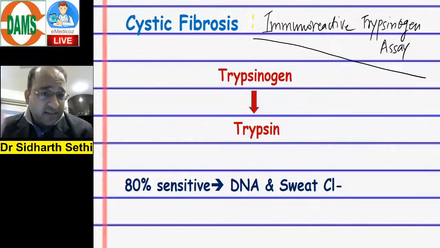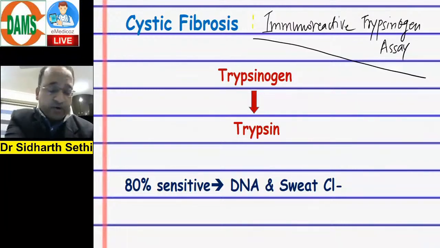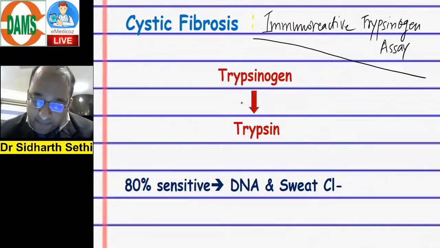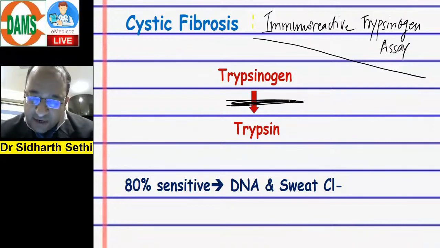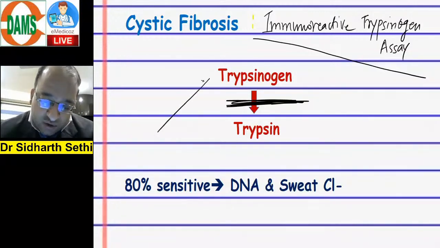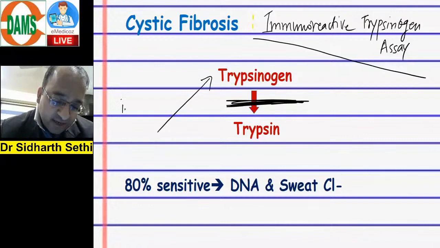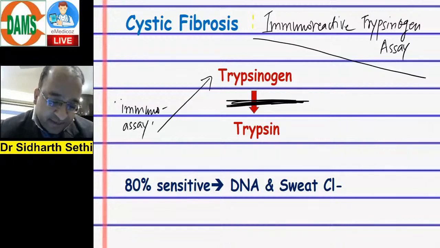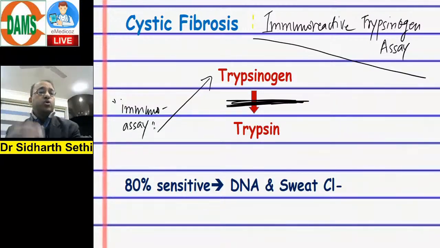So the pancreas enzymes are not there. Trypsinogen is not being converted to trypsin. So these children, this is not happening because the pancreatic enzymes are not there. So we diagnose this by an immunoassay. So we diagnose trypsinogen by an immuno or a radio assay. So this is called immunoreactive trypsinogen assay.